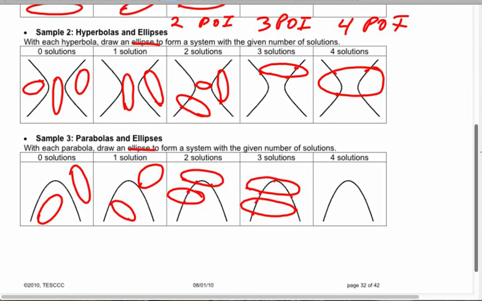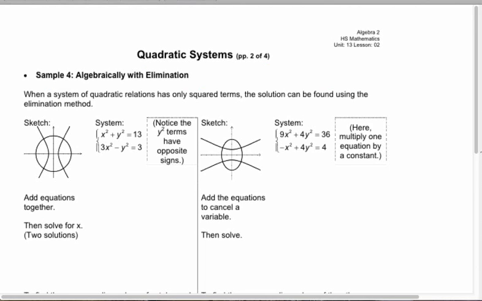4 solutions means I'm going to have 4 points. Here's an obvious one. And of course, I could draw these anywhere through here. Okay, so now let's pop over to page 2, because here's where the algebra comes into play. So we've got a system of equations, and we're going to do this by elimination.